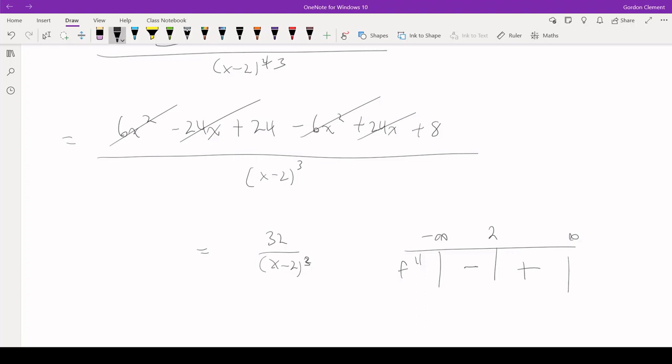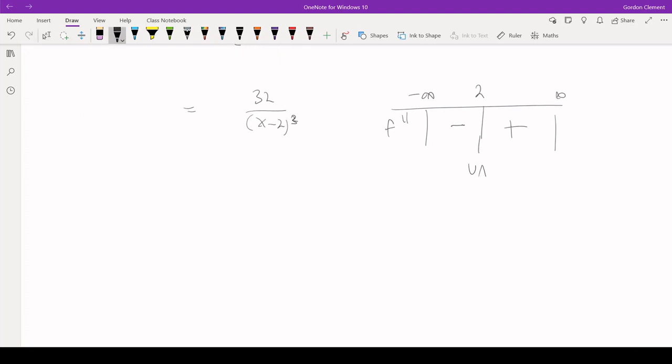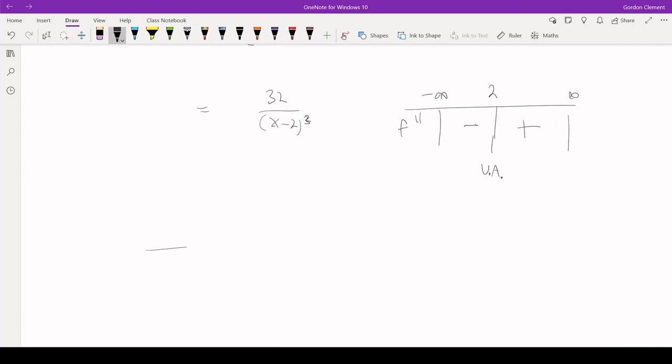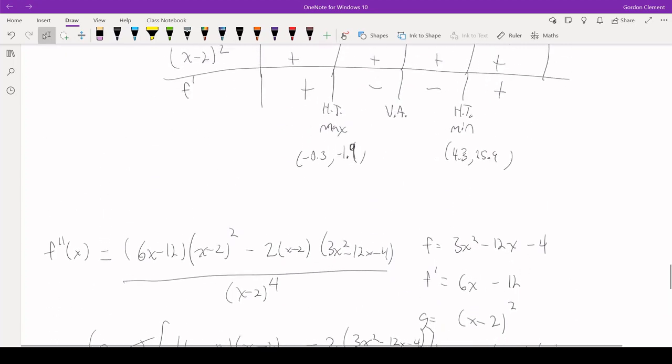Looking at that second derivative, I know that it's going to be negative when x is before 2 and positive afterwards because it's just based off of that bottom term there. That looks better. That's our vertical asymptote anyway, I believe, so that is not going to affect. So we have minus infinity, minus 0.3 to 4.3. Am I remembering that right? Yep.